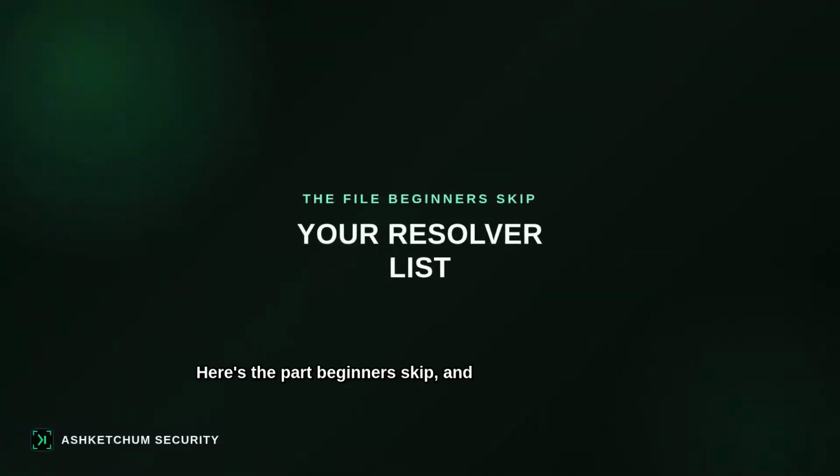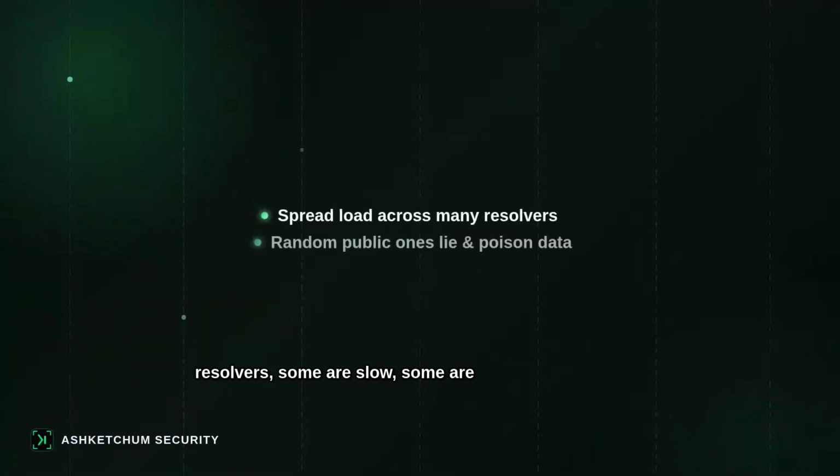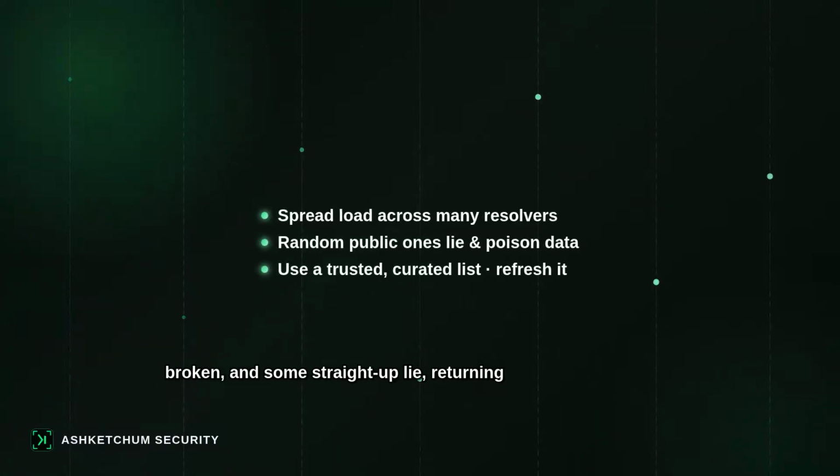Here's the part beginners skip, and it wrecks their results. Your resolver list. When you resolve at scale, you don't use one DNS server, you spread the load across many. But if you use random public resolvers, some are slow, some are broken, and some straight up lie, returning fake answers that poison your data. The fix is a curated list of trusted, fast, reliable resolvers, and you refresh it regularly. Good resolvers give you truth. Bad resolvers give you garbage that wastes hours. This one file quietly decides how accurate your entire recon is.